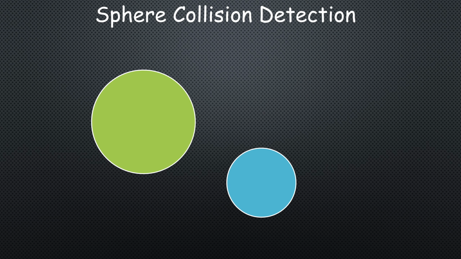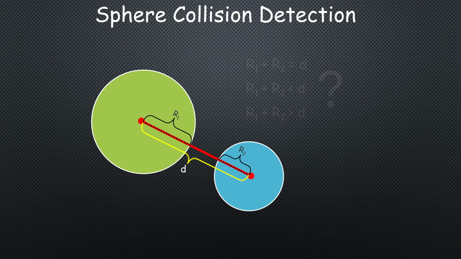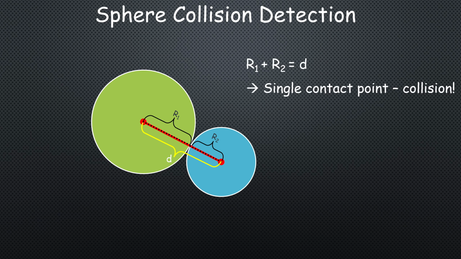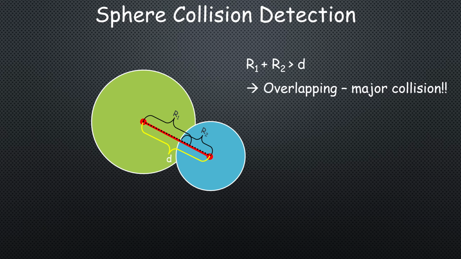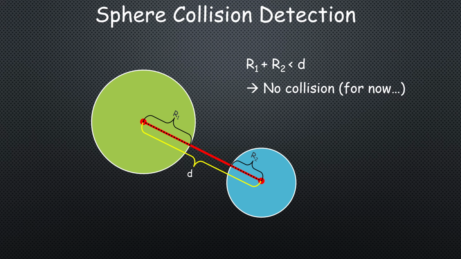Detecting a collision between two spheres is very simple. Find the distance between the center of the spheres and compare it to the sum of their radiuses. If they are equal, it means that there is a single point of contact between the spheres, and we can consider this to be a collision. If the distance is smaller, then the spheres are intersecting, so we should handle the collision as soon as possible before the objects render on top of each other. If the distance is greater than the sum of the radiuses, there is no collision, plain and simple.